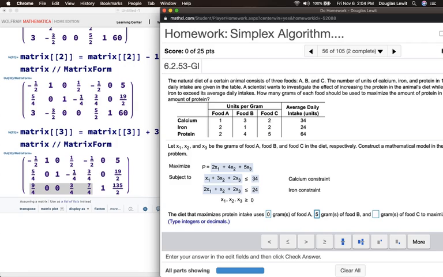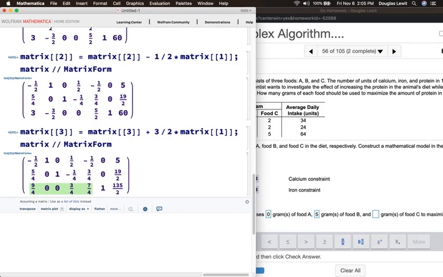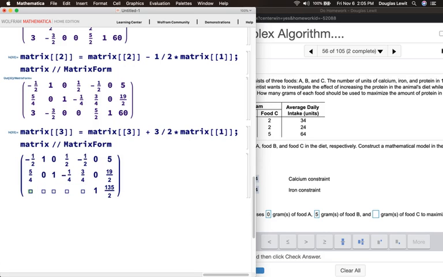grams of food B. And now look at the food C column, the column that represents food C. Where is the number 1? It's here in the second row, and if we go to the end of the second row, we see the number 19 halves, which I think is 9 point... Oh, hold on.